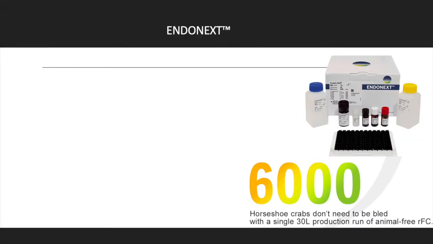The last thing that I wanted to look at were two kits that I think are going to be really involved in the future of GMP endotoxin testing. The first is EndoNext. This is another kit by BioMaru that's based on recombinant factor C. They've stated on their website that 6,000 horseshoe crabs don't need to be bled with a single 30-litre production run of animal-free recombinant factor C.